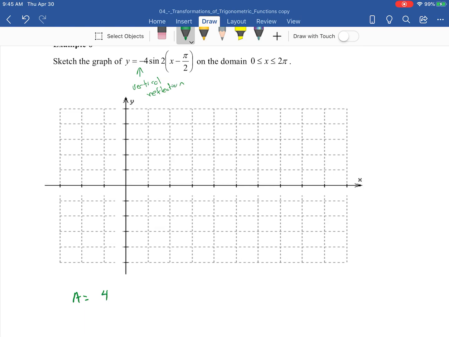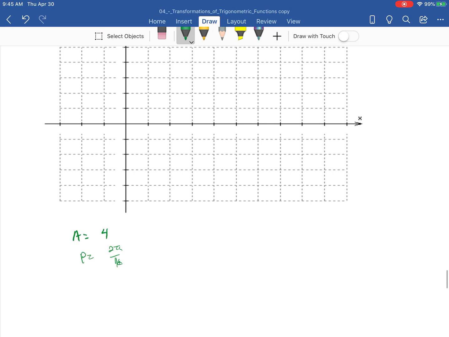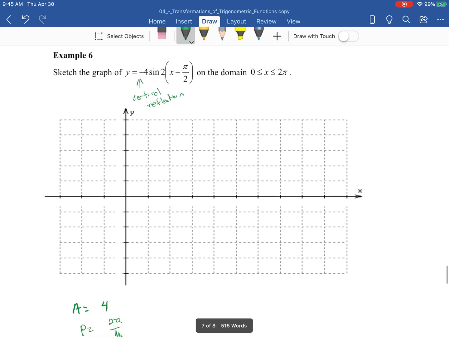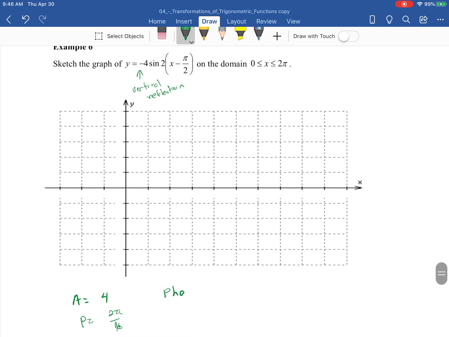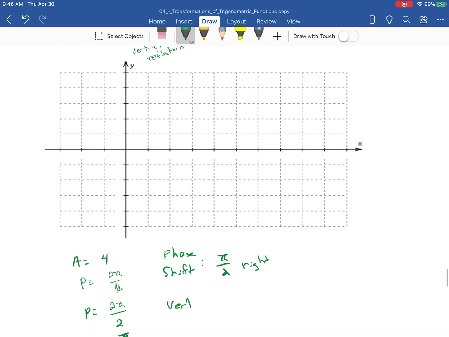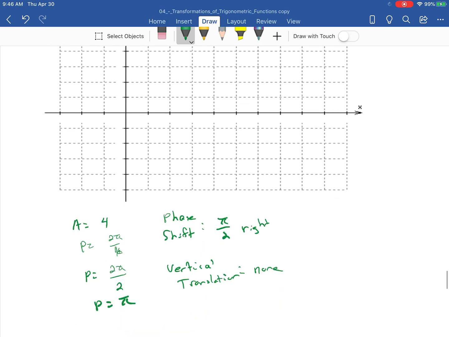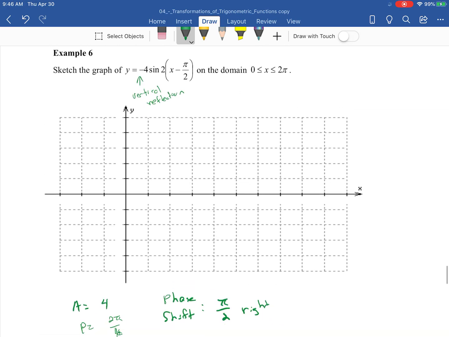I'm going to put that right there: vertical reflection. There's a time to do that, and I'll show you exactly where that is. Period, 2 pi over the k value. I'm calling this k value that number, that horizontal compression in the brackets there. It happens to be a 2. So I've got a period of pi this time. Phase shift is pi over 2 again, but this time it's pi over 2 to the right. There's no vertical translation, so you don't have to write vertical translation none, like I'm doing here, but I do anyways.